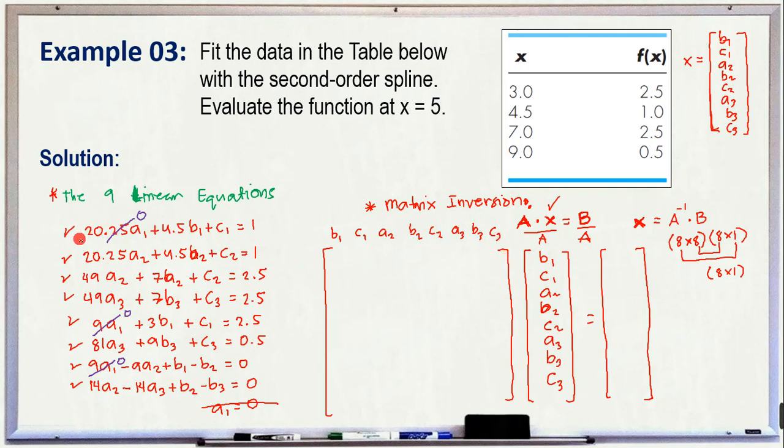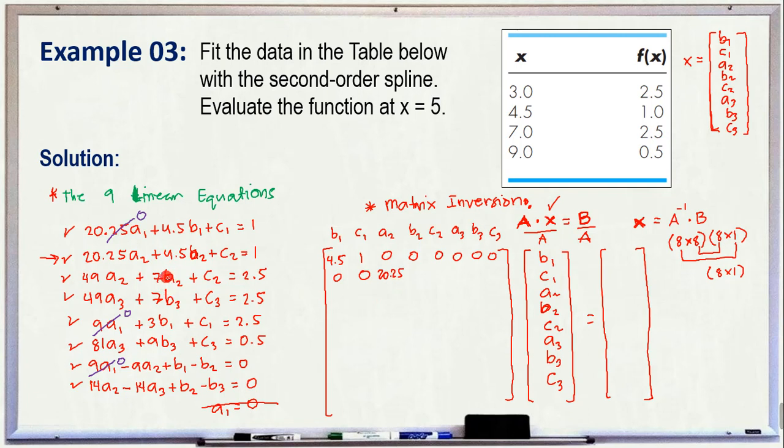So for the first row, our B1 is 4.5, C1 is 1, and A2 is 0, and so on. Next, for the second row: B1 is not there, so 0. C1 is not there, 0. A2 is there, so 20.25.